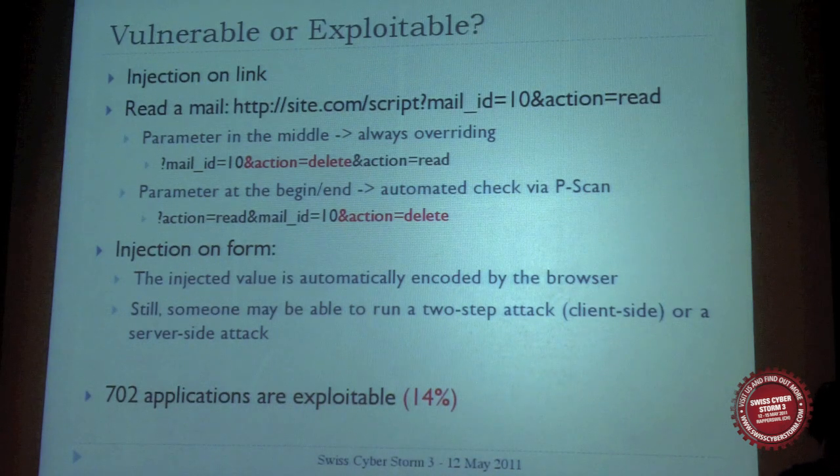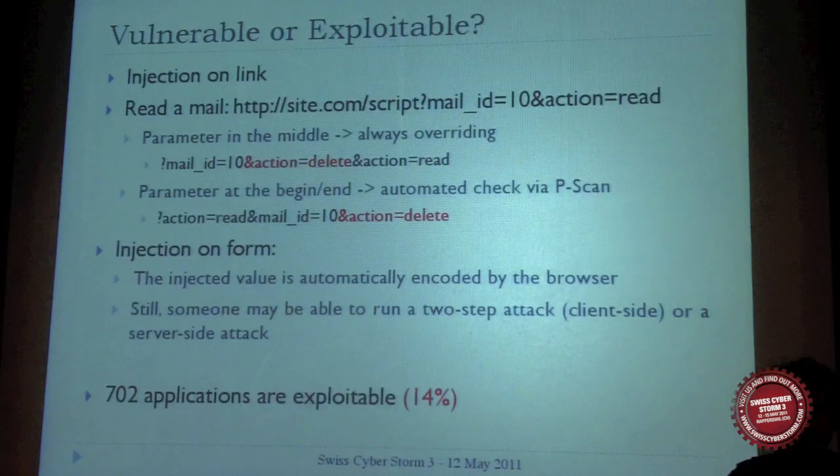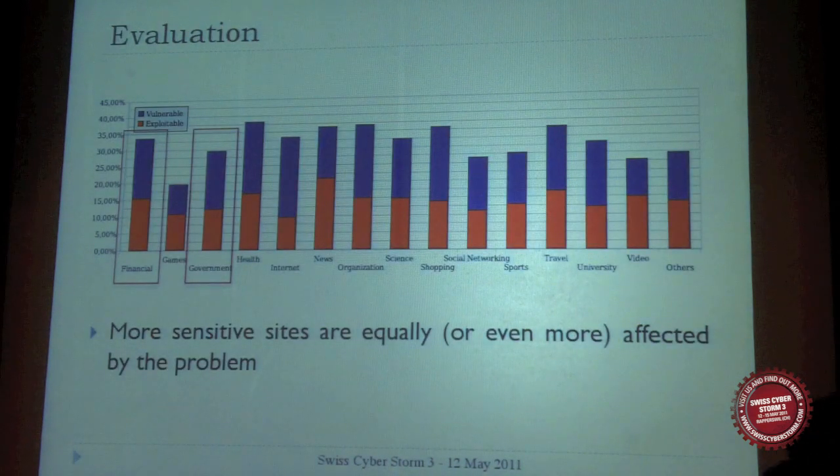So what I did, I took these 1,500 sites and validated all of them with the tool to see if the precedence was actually coherent with where the injection had been. And it came out that of these 1,500 applications, about 700 are really exploitable. That means that the parameter can be actually used to force the application to do something different from what it was supposed to do. And here you have, depending on the different categories of sites, how many of them are vulnerable and how many are exploitable.